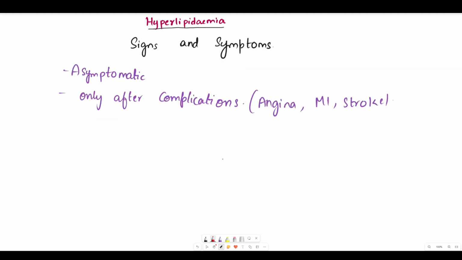Coming back to the signs and symptoms, usually if the patient has hyperlipidemia, in the beginning it will be asymptomatic, there will be no symptoms seen. The symptoms only appear after the complications. If a patient has angina or MI or stroke, at that condition you'll get to know that there are some symptoms, but till then it is asymptomatic only. You can't see any symptoms until the damage occurs.